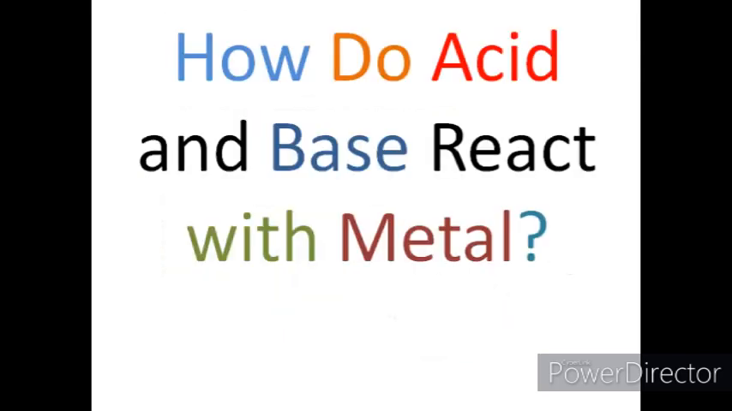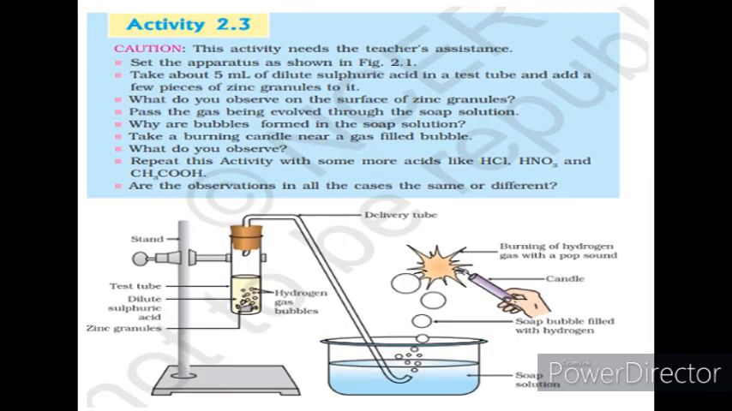Now let's see it with the help of an experiment. Now let's prove it with the help of an activity, how metals react with acid to produce salt and hydrogen gas. To prove this, first we will arrange the apparatus. So we need a stand, a test tube, a cork, a delivery tube, soap solution and a burning candle. So let's begin with this activity.